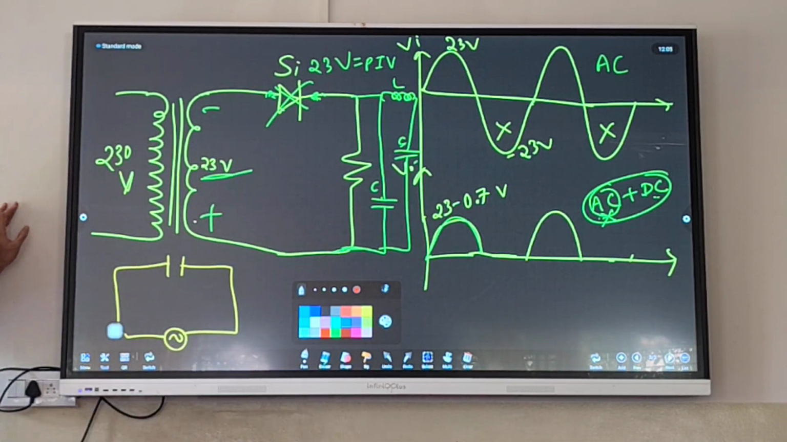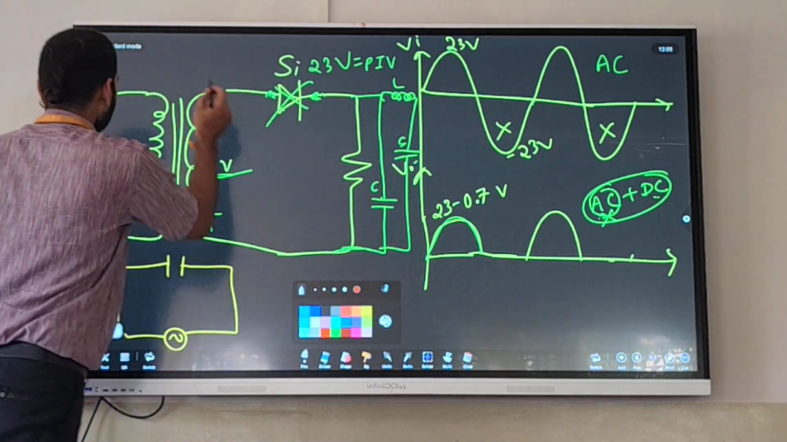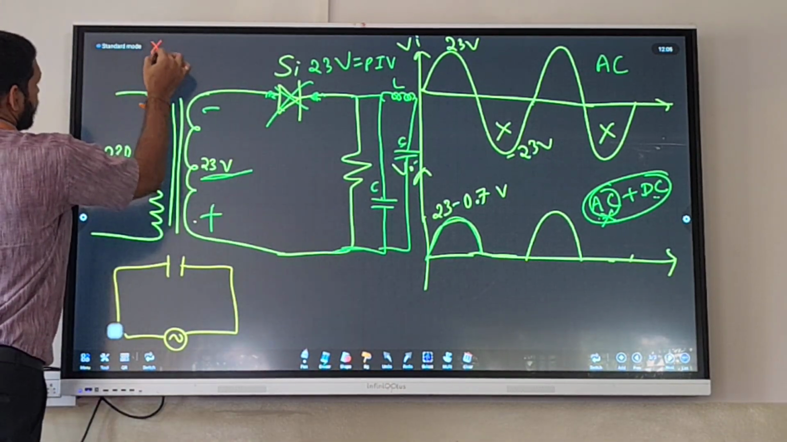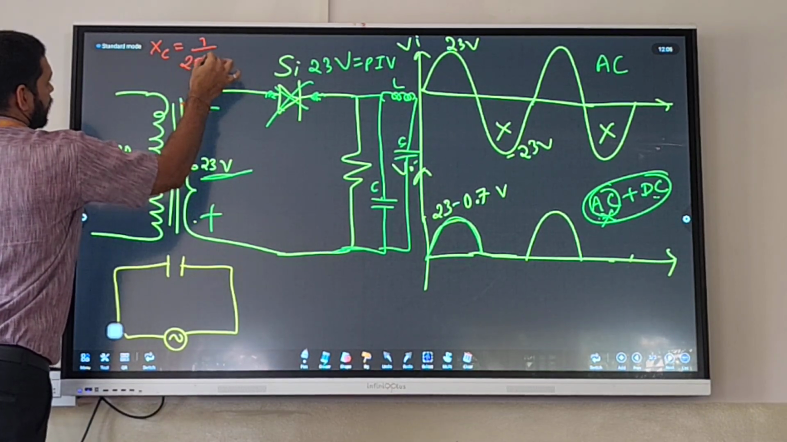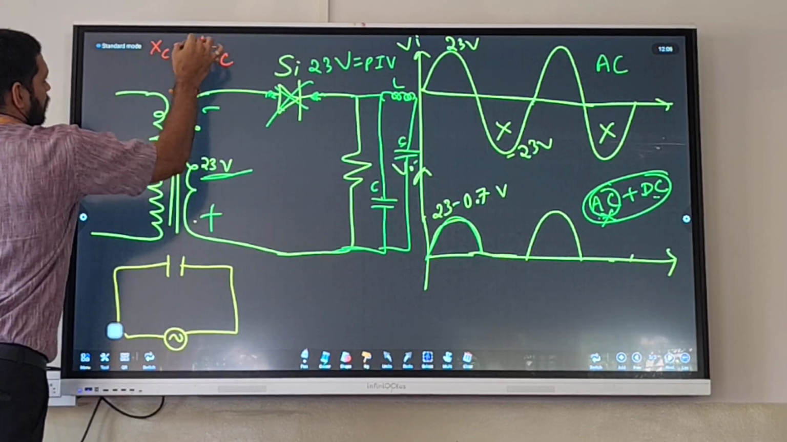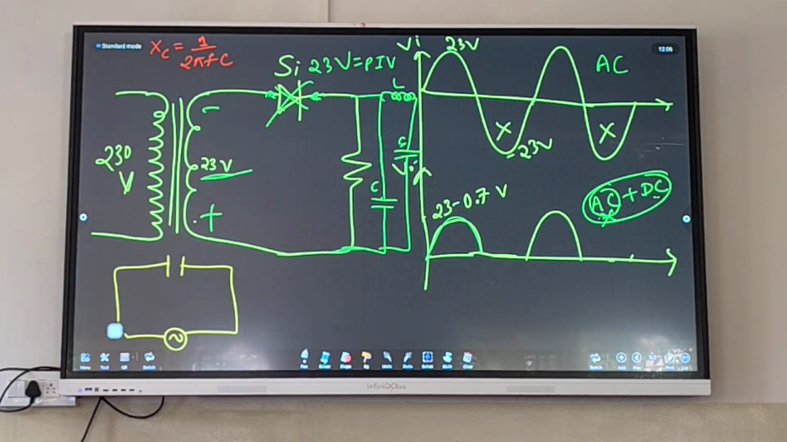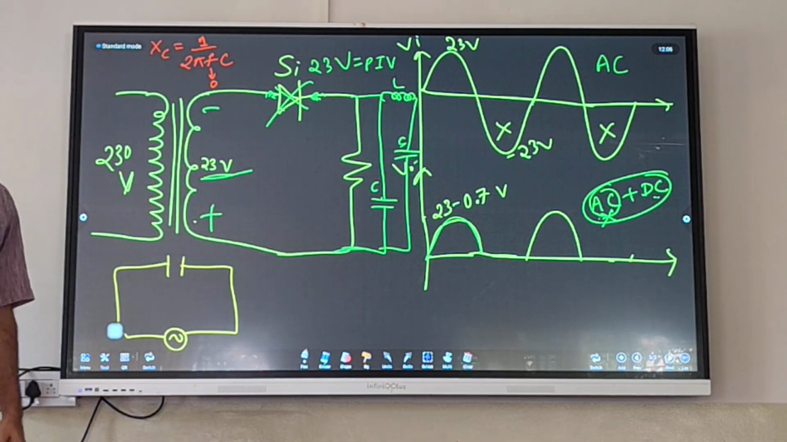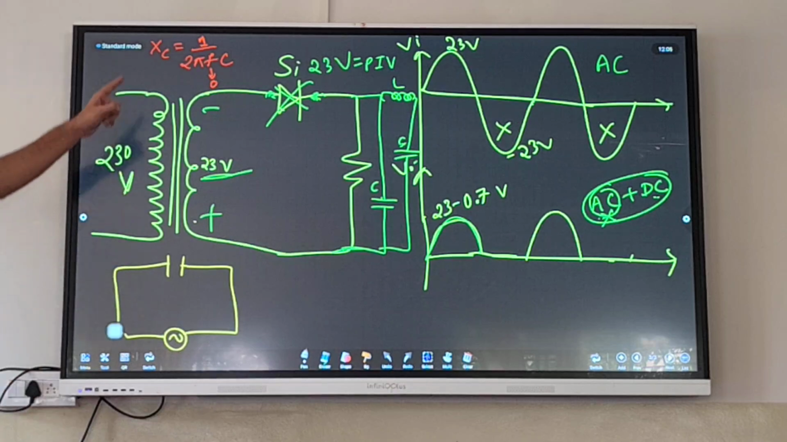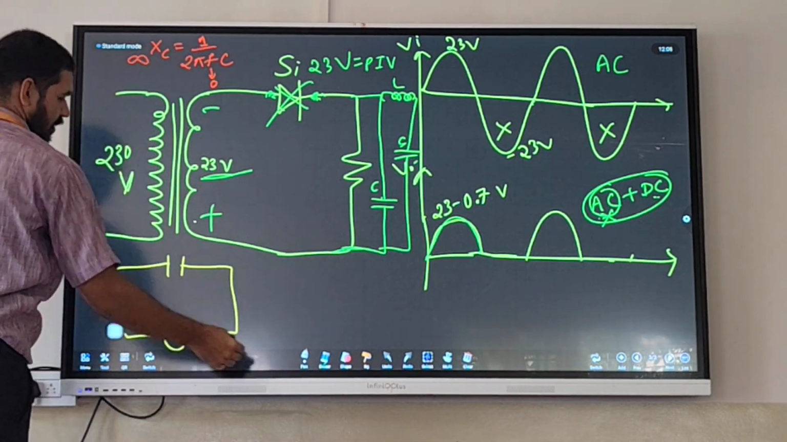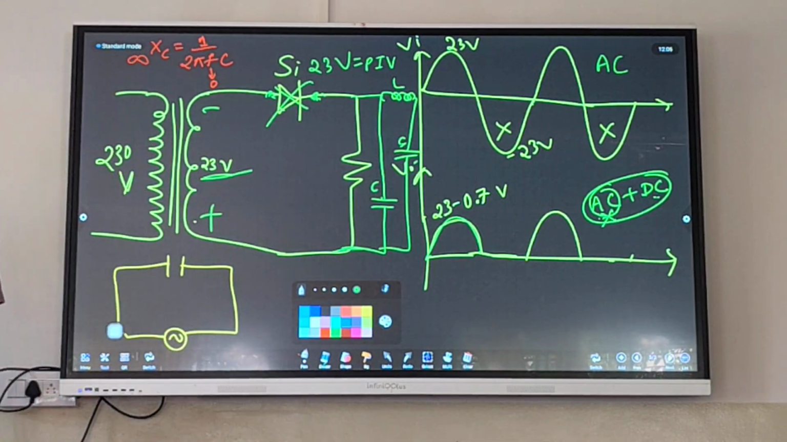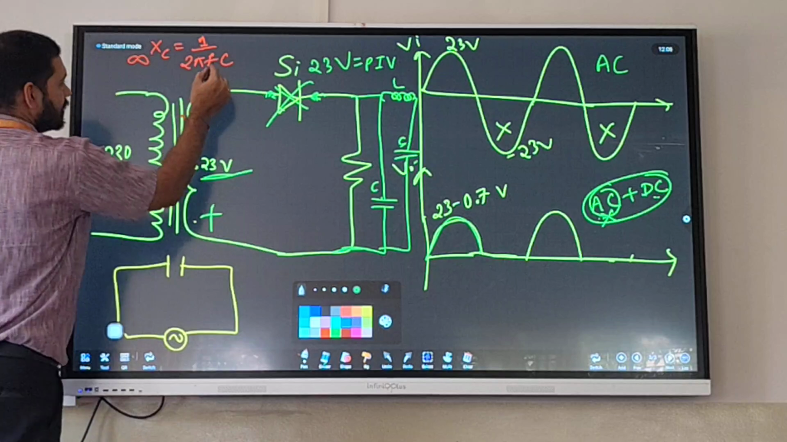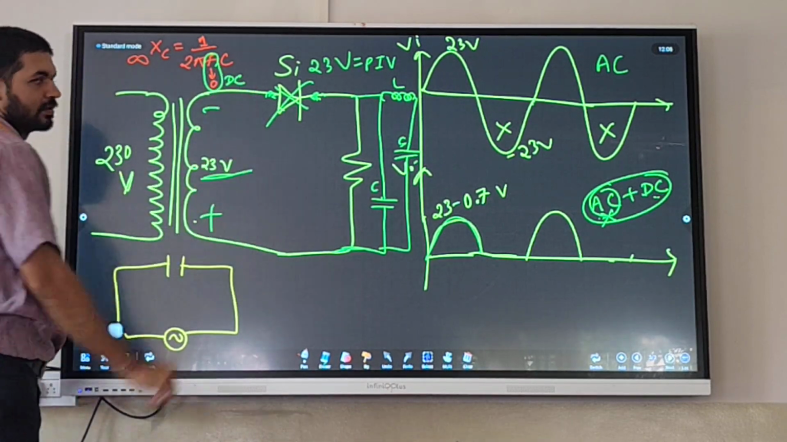We have a mathematical equation also. That also you can see. The mathematical equation is XC equals 1 upon 2 pi FC, where XC is the reactance of the capacitor. Reactance means resistance, just like resistance. So, if F is 0, what is the reactance? If F is 0, reactance is infinity. F is 0 for what? DC.